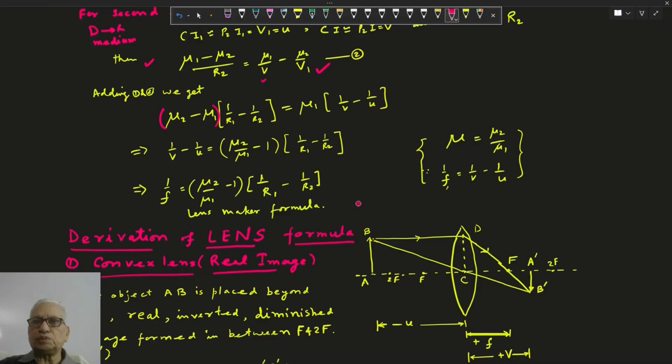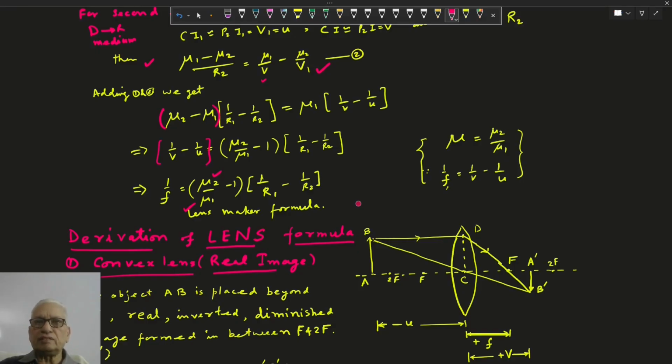So the remaining will be mu2 minus mu1 common, times 1 upon r1 minus 1 upon r2, equal to mu1 times 1 upon v minus 1 upon u. Dividing by mu1, we get mu2 upon mu1 minus 1, times 1 upon r1 minus 1 upon r2. Again we can write it as mu, that is the refractive index of the glass with respect to the surrounding, with mu2 for the glass and mu1 for the surrounding, maybe air, maybe other, maybe liquid also.